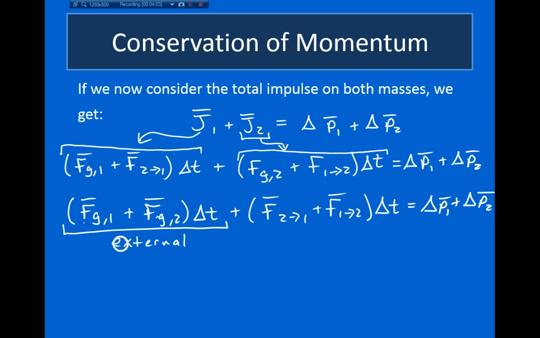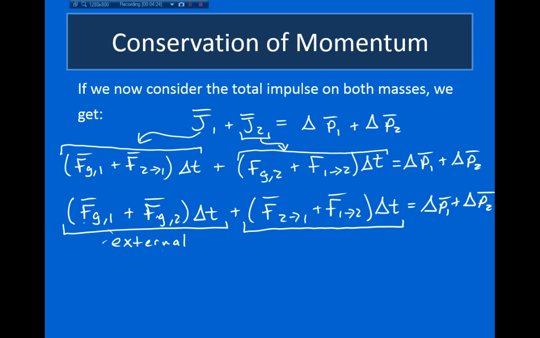And the reason that I call this an external force is because I don't consider over here on the right the effect that this has on the Earth. So when mass 1 is falling to the ground, it's going to pull on the Earth, and I don't consider that in here. So I'm going to call this an external force.